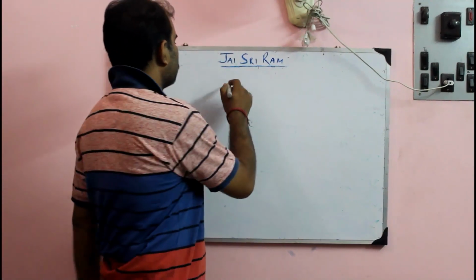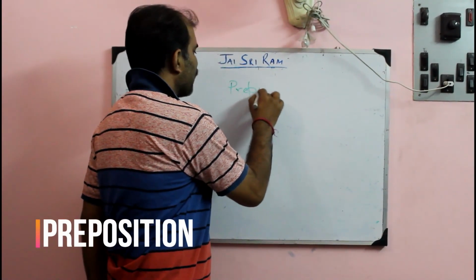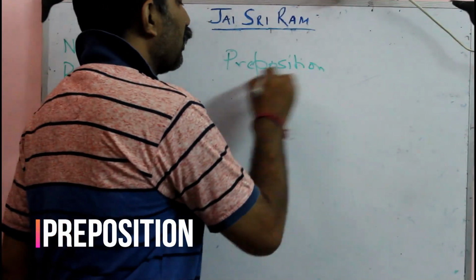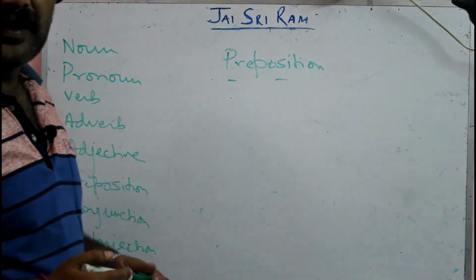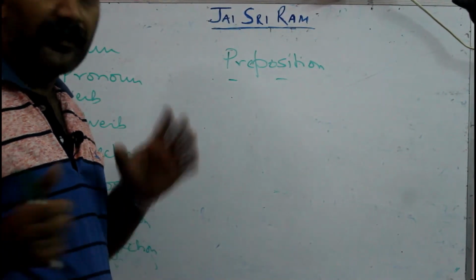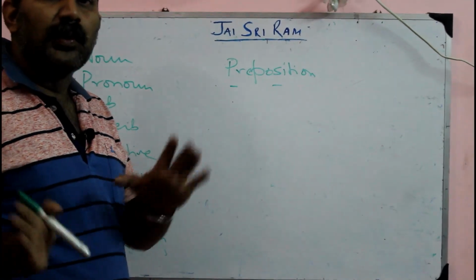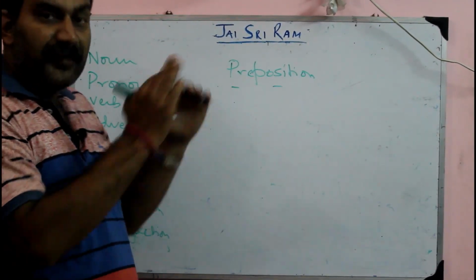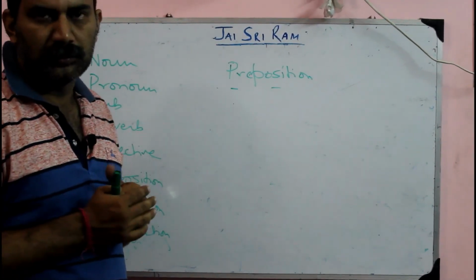Preposition. The very word preposition is a combination of two words, pre and position. Pre means before. Before what? Any word whose position is before. Before what? Before a noun.